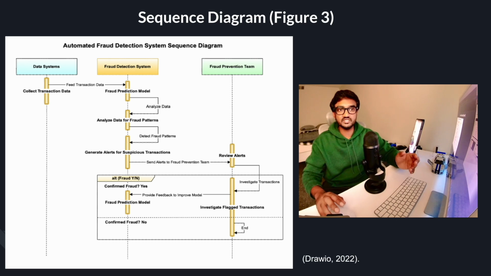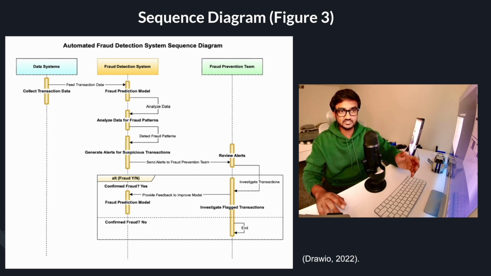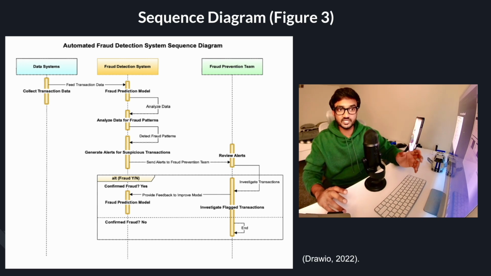The sequence diagram illustrates the interactions between various components of the system to detect and manage fraudulent transactions. Components include data systems, fraud detection systems, which also comprises the fraud prediction model, and fraud prevention team. The diagram shows the flow of messages and actions from collecting transaction data to analyzing it, generating alerts, and reviewing alerts by the fraud prevention team. Key actions include data collection, fraud prediction, alert generation, and investigating the fraud transactions. This diagram helps in understanding the dynamic behavior and sequences of operations in the system.